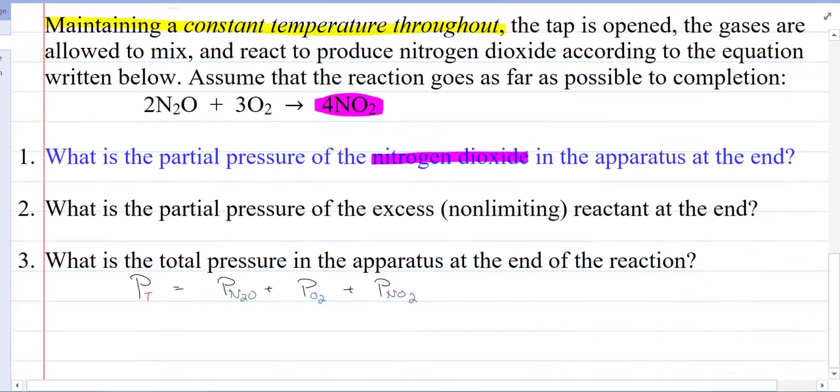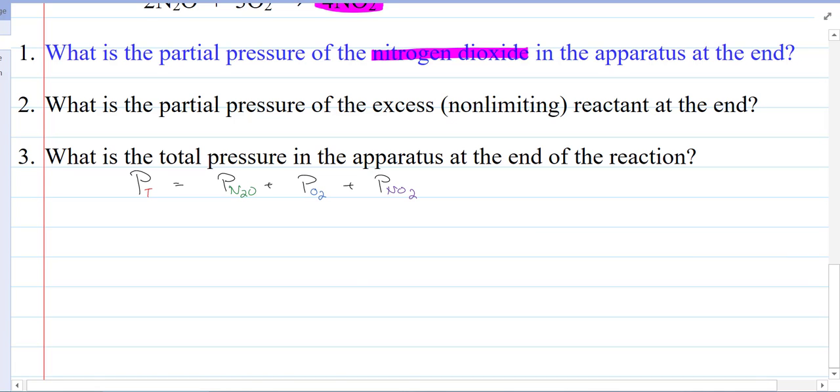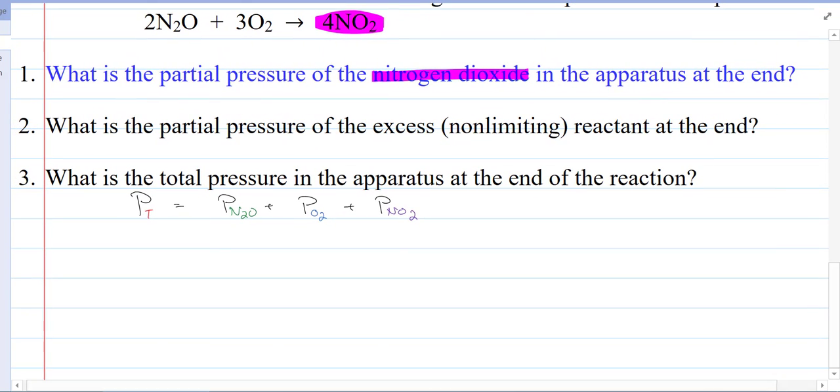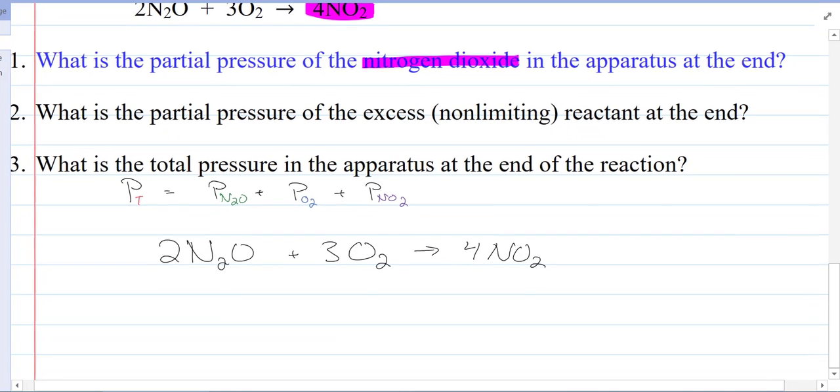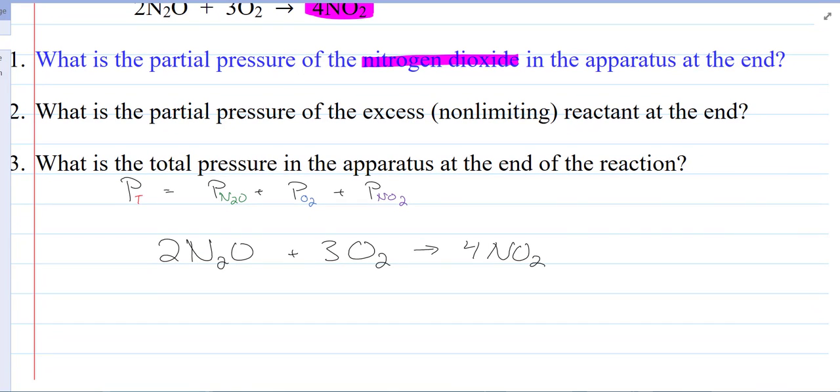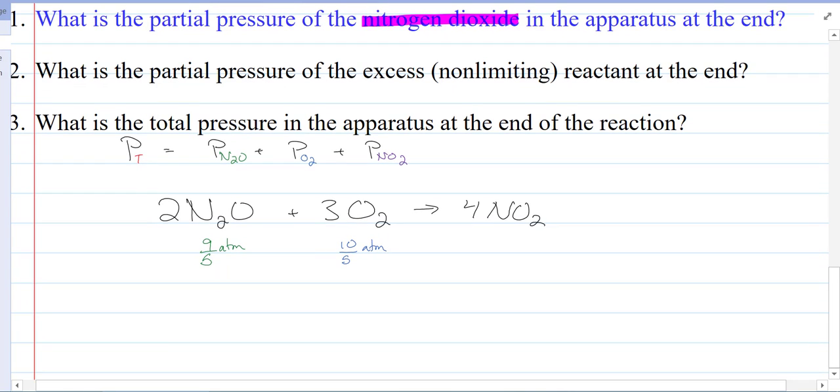Perfect. I'm going to come back down here. I'm going to rewrite my balanced chemical equation. My balanced chemical equation is 2N2O plus 3O2 going to 4NO2. All gases. And I have 9/5 atmosphere to start with, and 10/5 atmosphere to start with. I'm just keeping them that way to compare.